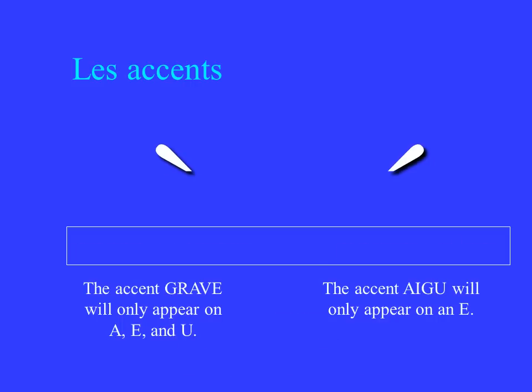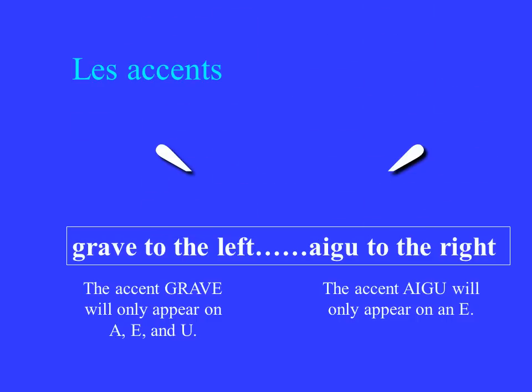Here's a little jingle we use to help us remember which direction the grave and the aigu go. Grave to the left, aigu to the right. Try to join in with me. Grave to the left, aigu to the right.